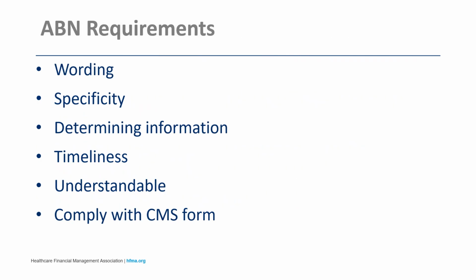An ABN must follow the wording provided by CMS to ensure that the text is easily understood. It must clearly identify the specific test or services identified as non-payable. It must provide the information used to determine that Medicare may not pay for the service previously identified. It must be provided to the patient far enough in advance to allow time for the beneficiary to make an informed decision. It must be understood by the patient or the patient's designee, and it must comply with the use of the form provided by CMS for this process.